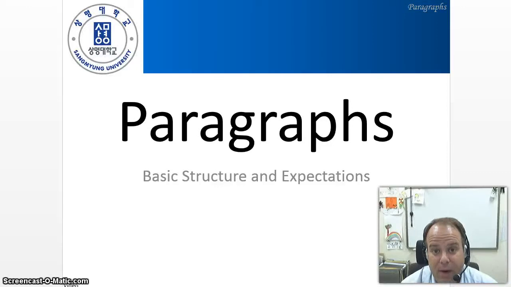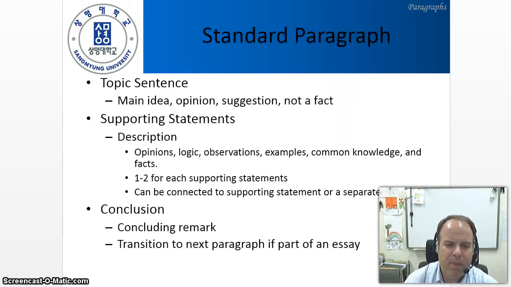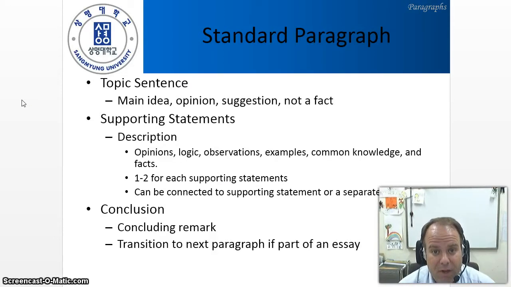Hi guys, today we're going to talk about paragraphs, the basic structure and expectations for those. So your standard paragraph contains the following. A topic sentence. The topic sentence is the main idea. It's often an opinion or a suggestion. It's not as often a fact, though you certainly can have some paragraphs in which you're going to use a fact as your topic sentence.